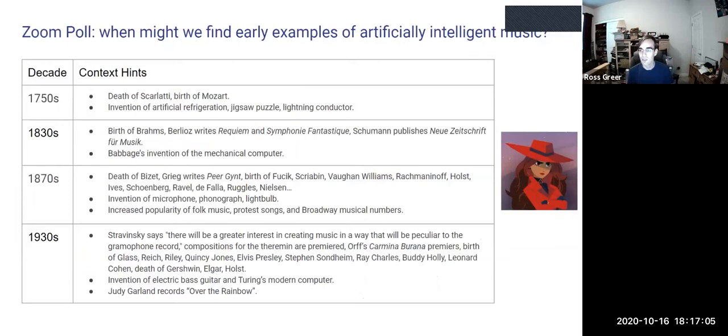So let's finally start tying this back to music. And I threw Carmen Sandiego on here because I've been binging a little bit too much on Netflix. But let's go ahead and use the chat or unmute your mics. Let me know when you think we might have found some of the earliest examples of artificially intelligent music, a system that is mechanical or mathematical in nature, but replicates what a human might be doing. And I gave 4 decades and a lot of context hints. Some of these are red herrings, but see if you can guess when we might see some of these first systems. And since I am terrible at Zoom, can someone on the SSA board who is looking at the chat tell me what our majority seems to be?